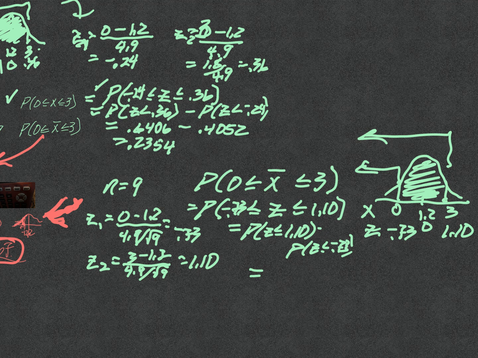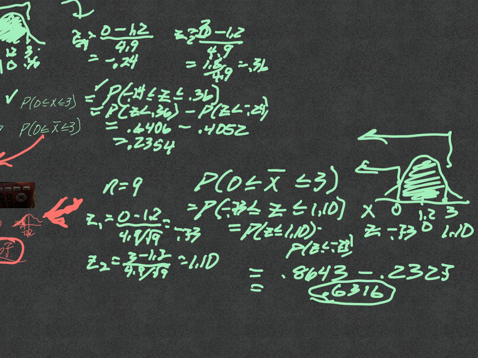So 1.10, that probability is 0.8643. And I'm going to subtract the negative 0.73 probability, which is 0.2327. And that will equal, let's see, 0.6316. And so that's the probability.